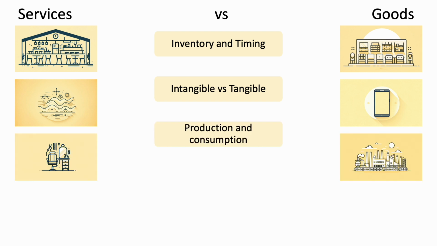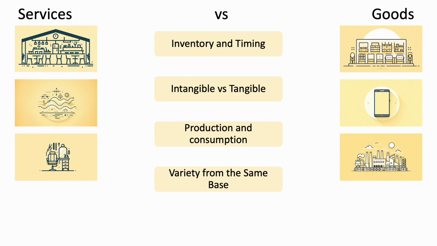3. Production and consumption. Picture a car manufacturing plant versus a hair salon. Cars are made on an assembly line and then sold when they're ready. In a hair salon, the service, haircut, is provided as soon as you sit in the chair. The production and consumption happen at the same time.